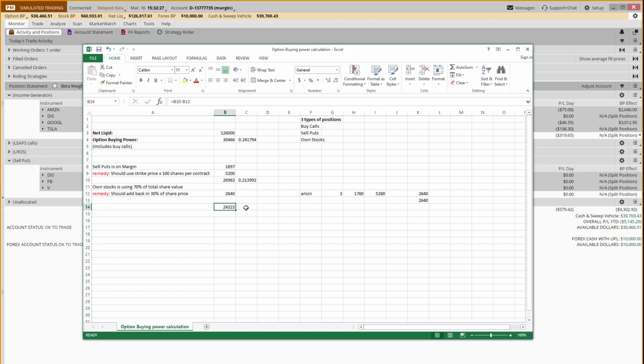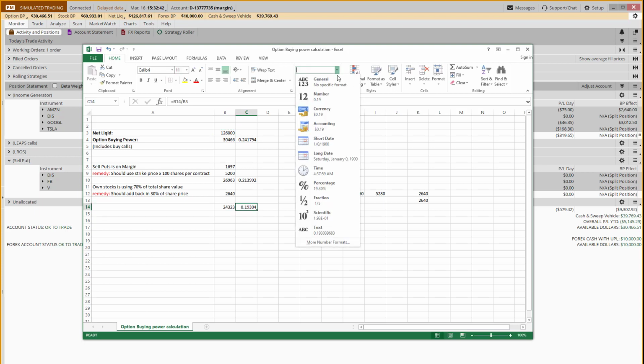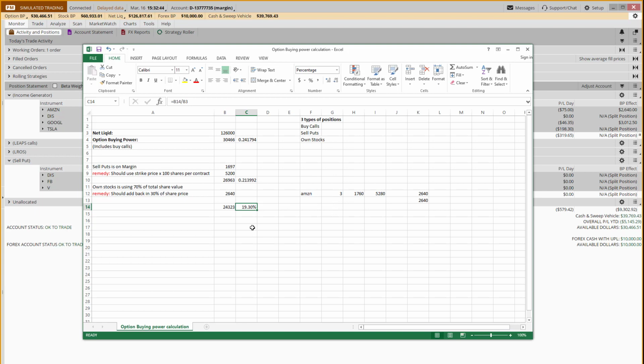So you take that figure divided by your current net liquid, and you should get a percentage. You can just change this to percentage. Does that make sense? So this is how you derive your real cash balance.